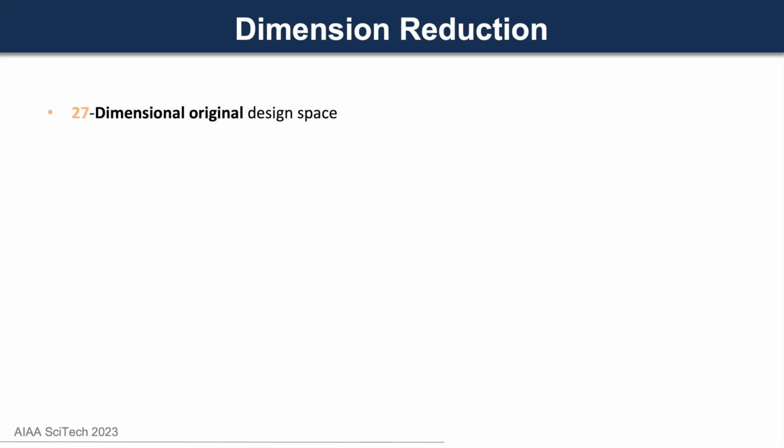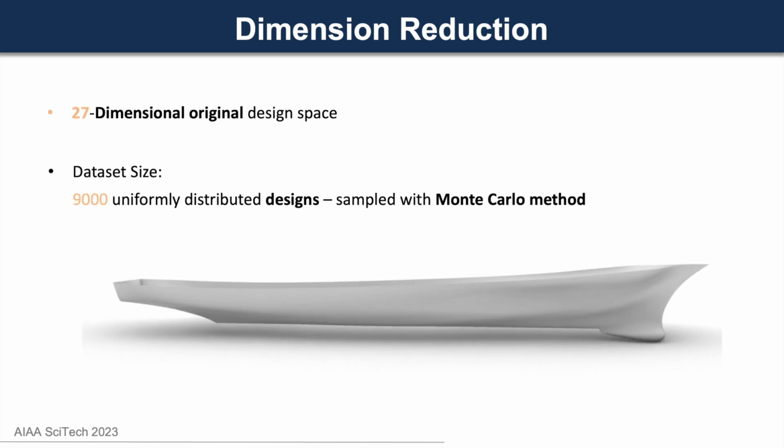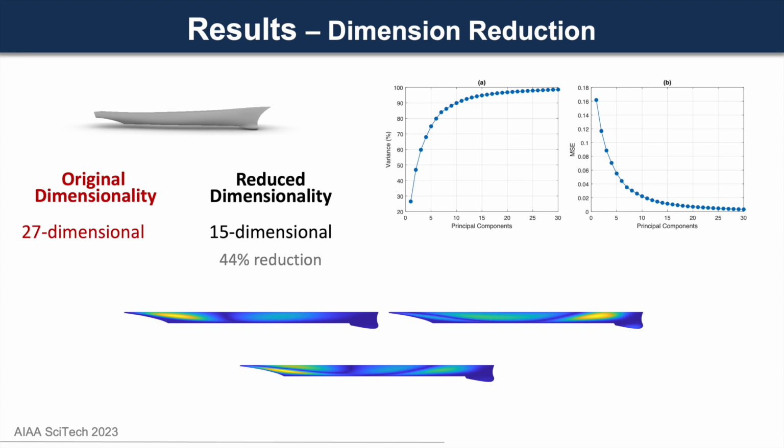So first, to implement the dimensionality reduction, we sampled uniformly distributed designs from our original design space using the Monte Carlo method, the design space which was 27-dimensional. Here you can see the design variations that we generated from our shape modification method or our parameterization using 27 parameters. And here are the results of the dimensionality reduction. You can see that the original design space is 27-dimensional and the reduced design space is 15-dimensional. We have achieved a significant reduction of approximately 44%, while retaining almost 95% of the geometric variance.